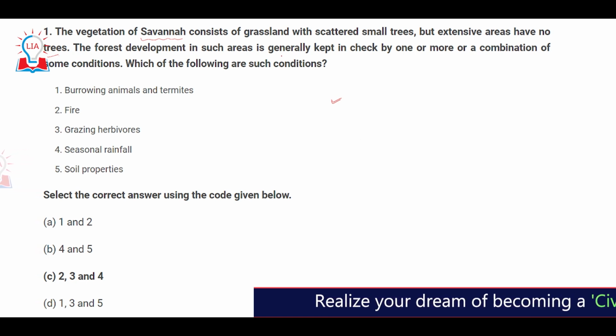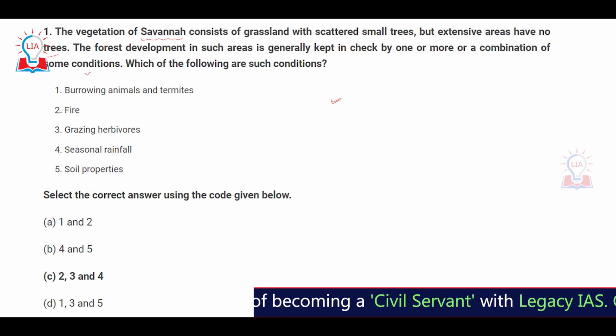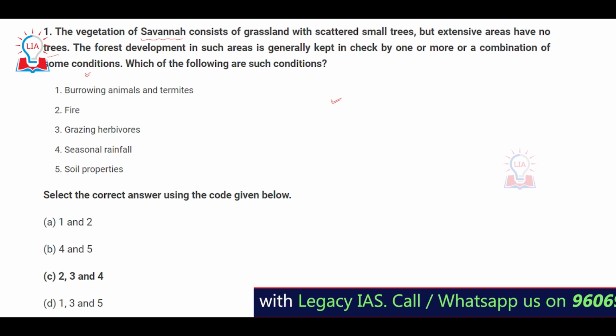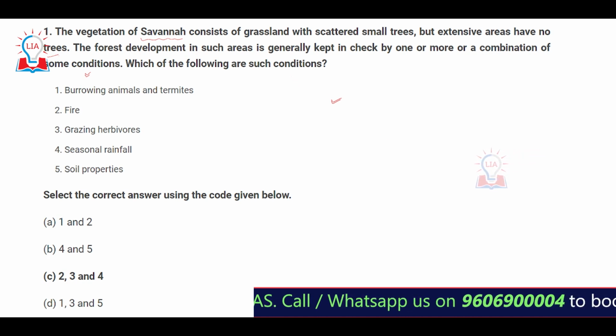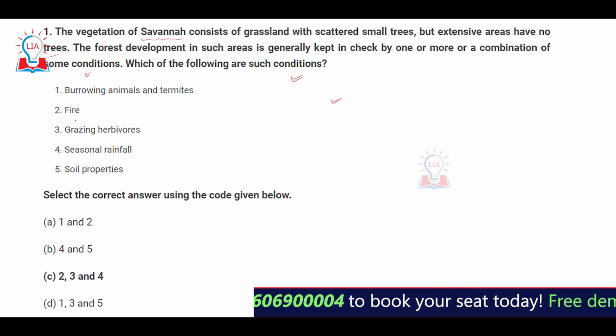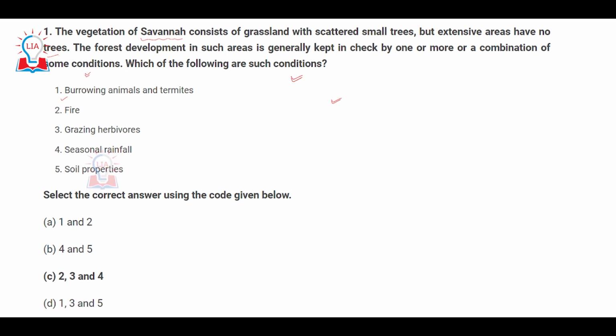Then it asks, the forest development in such an area is generally kept in check by one or a combination of some conditions. So which of the following are such conditions? So basically you have to tell what are the conditions that cause a lesser or sparse number of trees in the savanna region. Five options are given. First is burrowing animals and termites. Burrowing animals such as rats, moles, rabbits are considered burrowing animals that burrow holes in the ground surface. Second is fire. Third is grazing herbivores. Fourth is seasonal rainfall. And fifth is the soil properties.